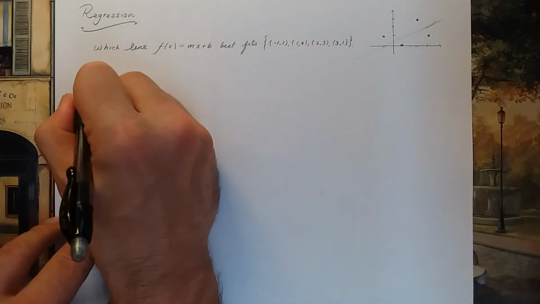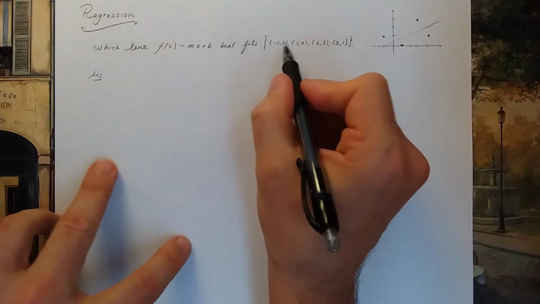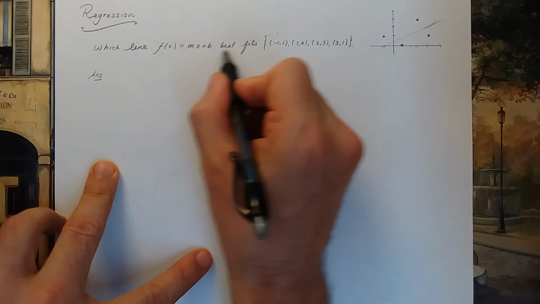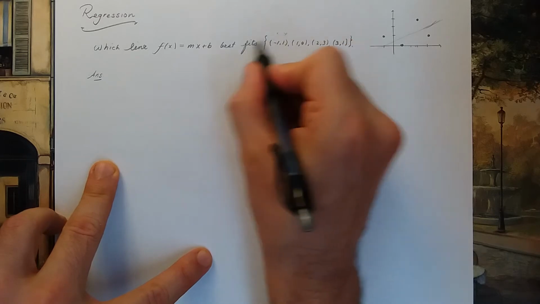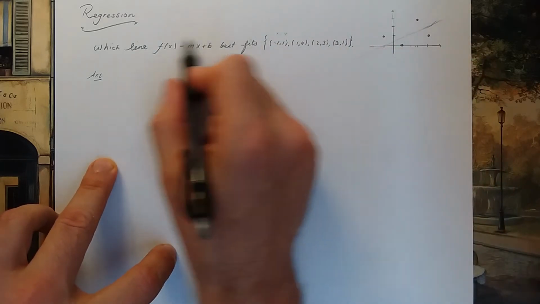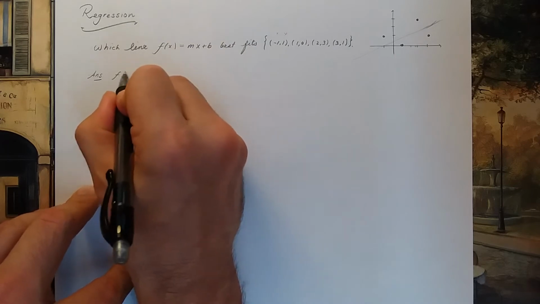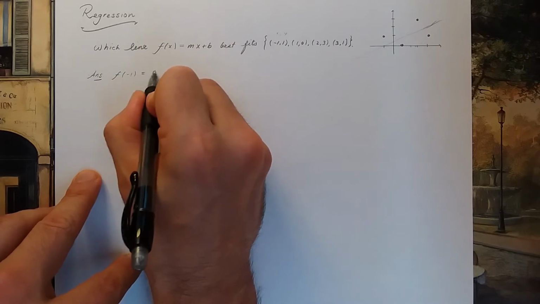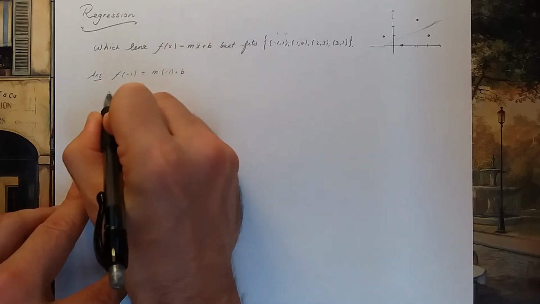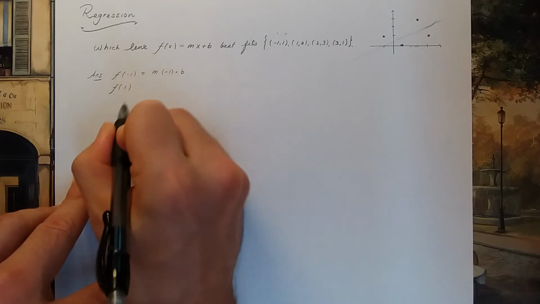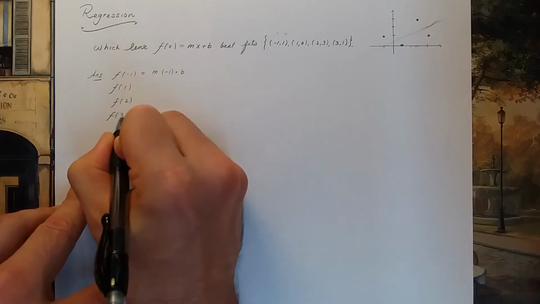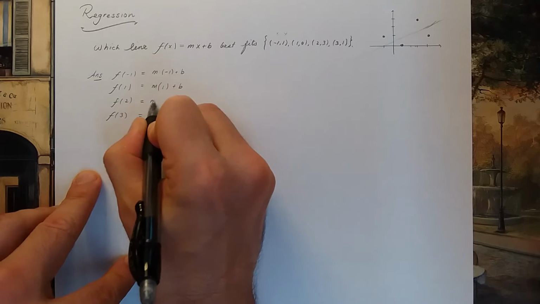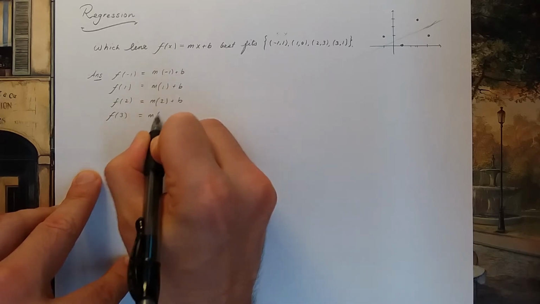Here's how I'm going to think about it. I want to plug these x coordinates into my function f and get out the y coordinates, hopefully on this line. So if I plug negative 1 into my function, I get m times negative 1 plus b. If I plug in 1 or 2 or 3, then I get m times 1 plus b, or m times 2 plus b, or m times 3 plus b.